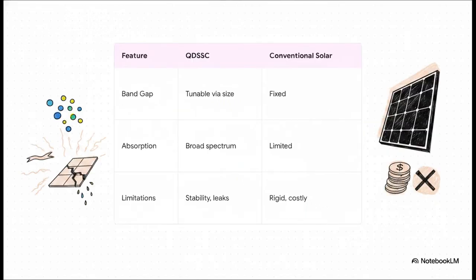To quickly summarize the trade-offs, the big wins for QDSSCs are that tunable bandgap and the broad-spectrum absorption. Traditional fixed bandgap solar cells just can't compete with that flexibility. But as engineers, we have to be realistic about the limitations. Right now, QDSSCs battle long-term stability issues and potential liquid electrolyte leaks. Conventional panels might be rigid and cost more to manufacture, but they are incredibly stable.